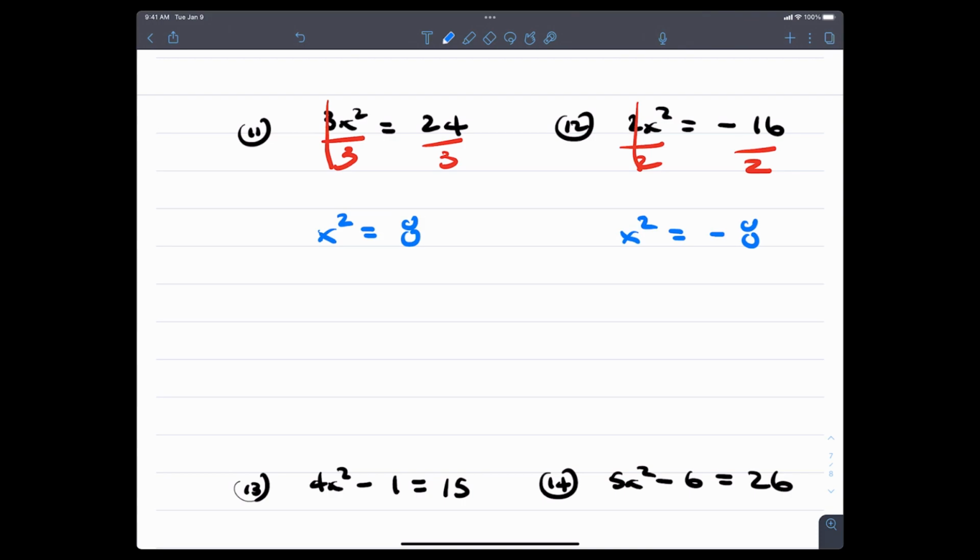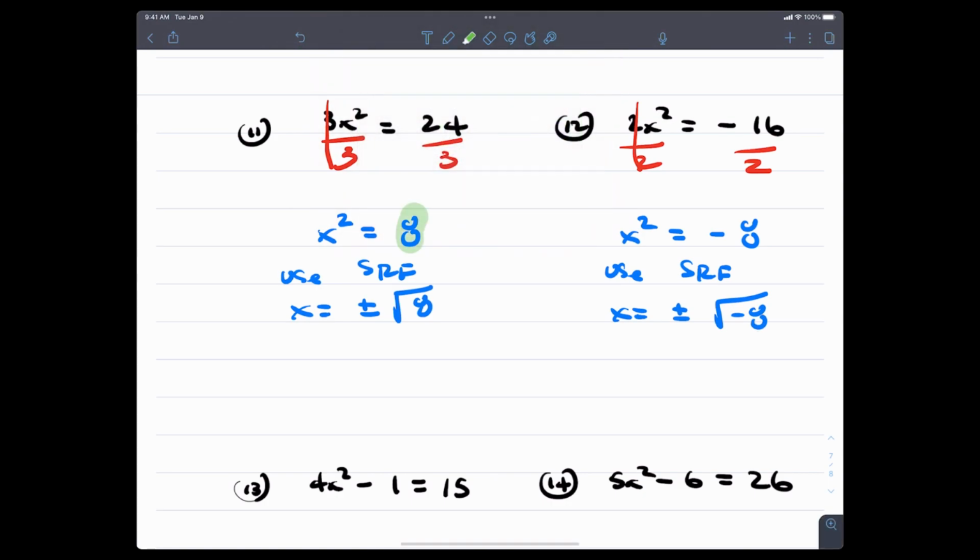Okay, now what do we use? Square root formula. Use the what? Square root formula. That means x will be plus or minus square root of 8, and this x is plus or minus square root of negative 8. So you have these numbers here.